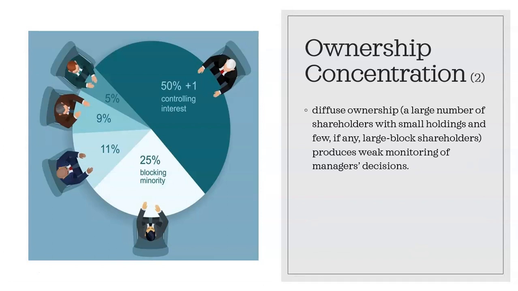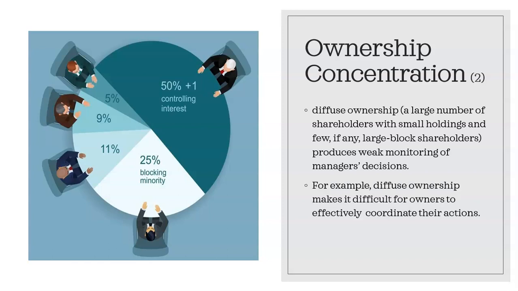Then we have diffuse ownership. This is a large number of shareholders with small holdings and few, if any, large block shareholders. This causes weak monitoring of a manager's decisions, because as a shareholder with only a very small amount of shares in a company, most times you don't have input in how the business is run. You have to basically watch the stock market or talk to your investors. For example, diffuse ownership makes it difficult for owners to effectively coordinate their actions.